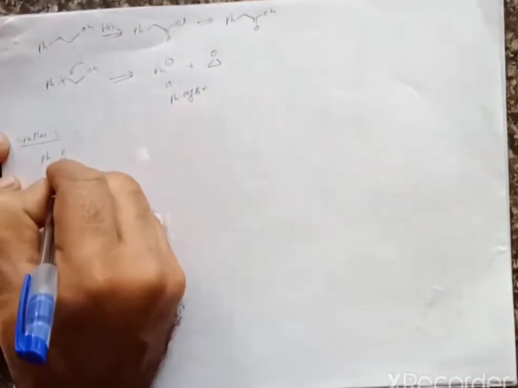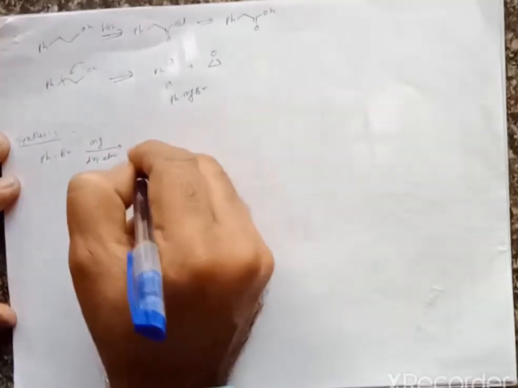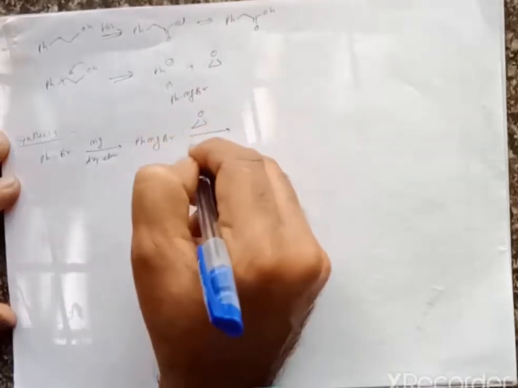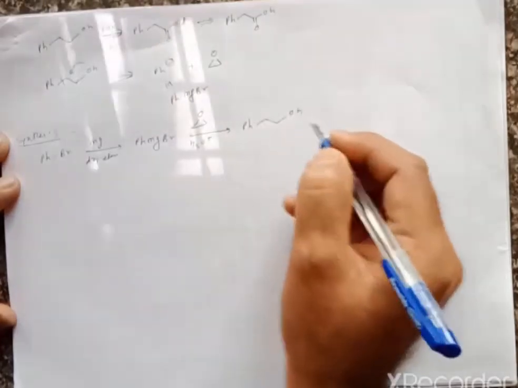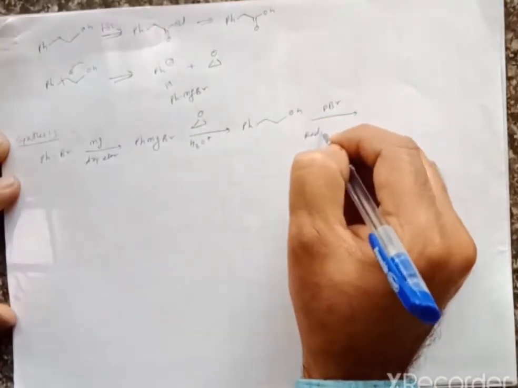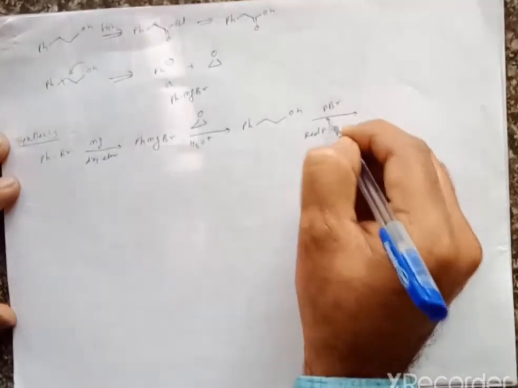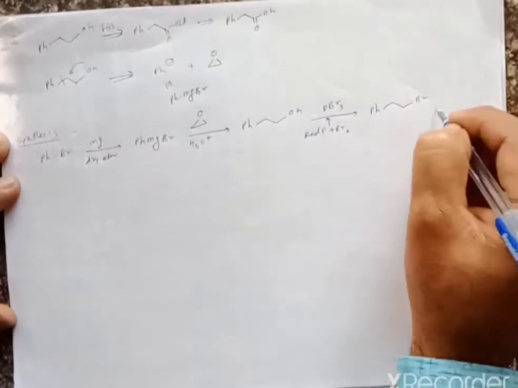Then if we try for synthesis, we have to take this phenyl bromide, then we treat this with magnesium in presence of dry ether or THF, it gives formation of PhMgBr, then treat this molecule with epoxide in presence of H3O plus, it gives formation of PhCH2CH2OH. Now treat this molecule with PBr3, that can be taken from red phosphorus plus bromine, right? PBr3, then it gives formation of PhCH2CH2Br. Now again treat this molecule with magnesium in presence of dry ether.